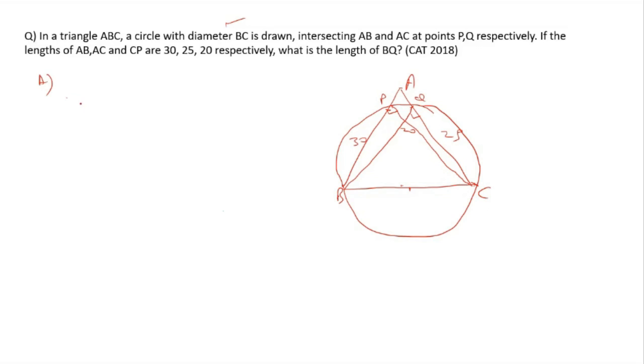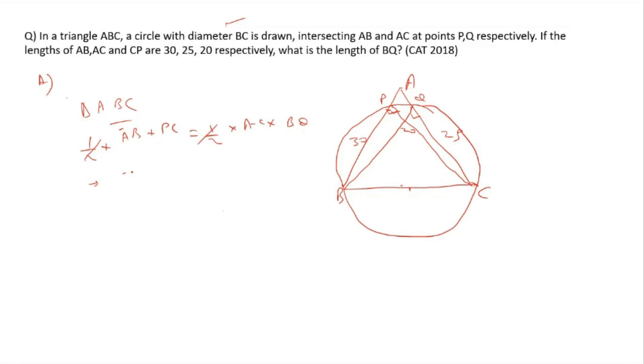So for the whole triangle ABC, the area would be half into AB into PC, because this is the height. Why is this the height? Because this is 90 degrees. Why is this 90 degrees? Because this is the diameter. This will be equal to half into AC into BQ.